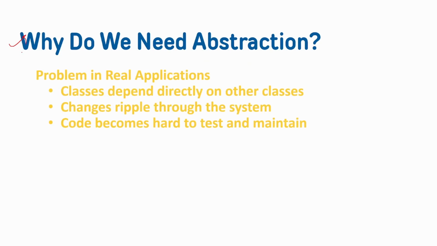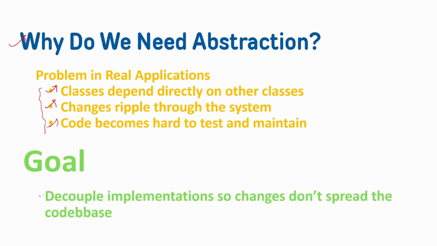Consider one business requirement. Before learning abstraction, let's see what the real-world problems are. In the real world, without abstractions, classes depend directly on other classes. If we make changes in one class, then it ripples through the system and the code becomes hard to test and maintain. Without abstraction, what is the goal of abstraction? The goal of abstraction is to decouple the implementation so changes don't spread across the code base.